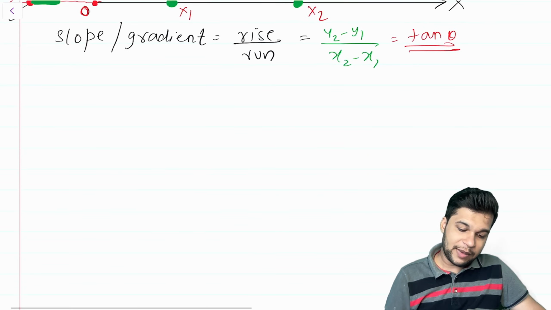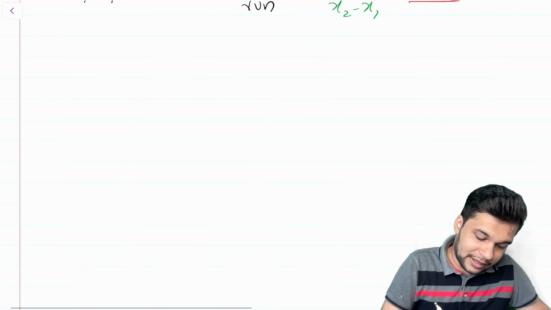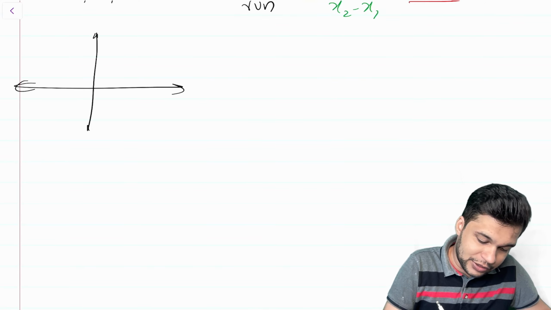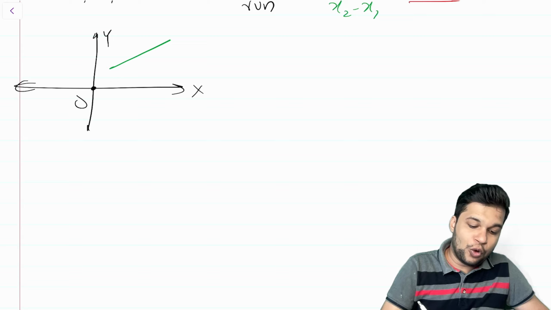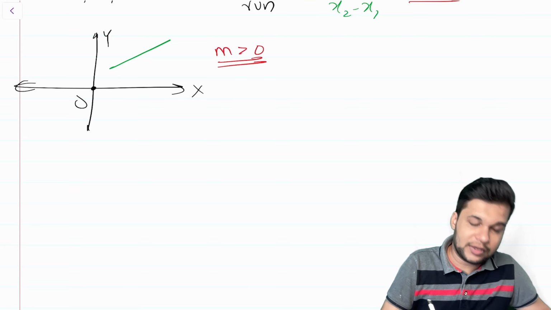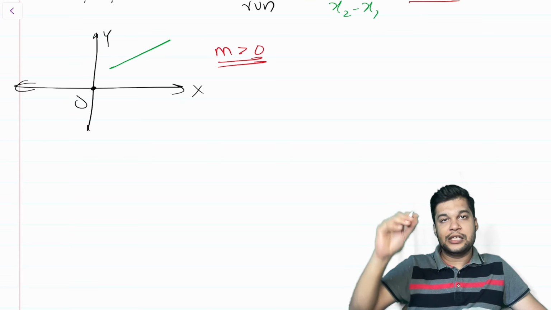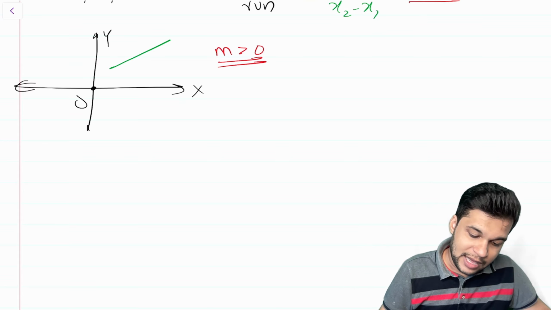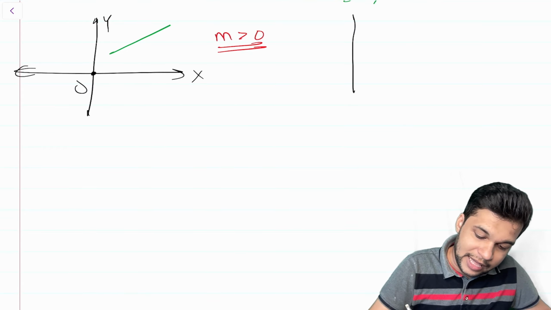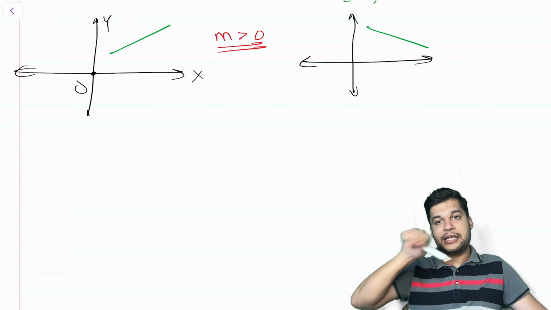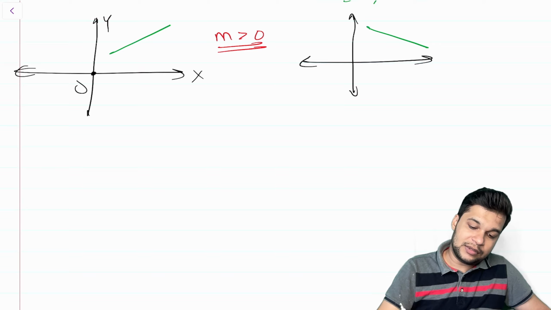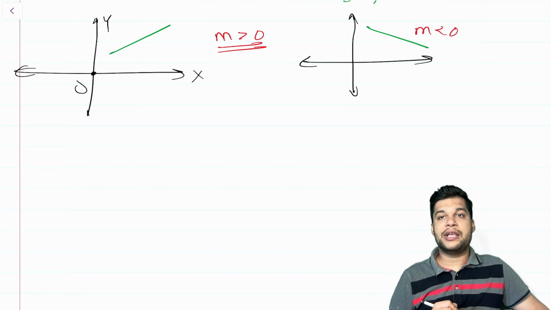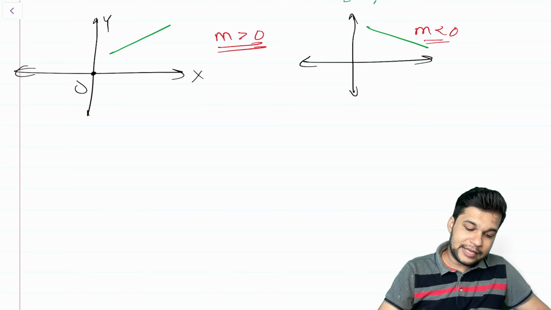Now always remember, the slope of a line can be as follows. Let's say this is your y, this is your x, this is your origin, and you have a line like this. The slope over here is positive. If you see a line which is increasing, the slope is positive. And if you have a line like this which is decreasing, the slope over here is negative.